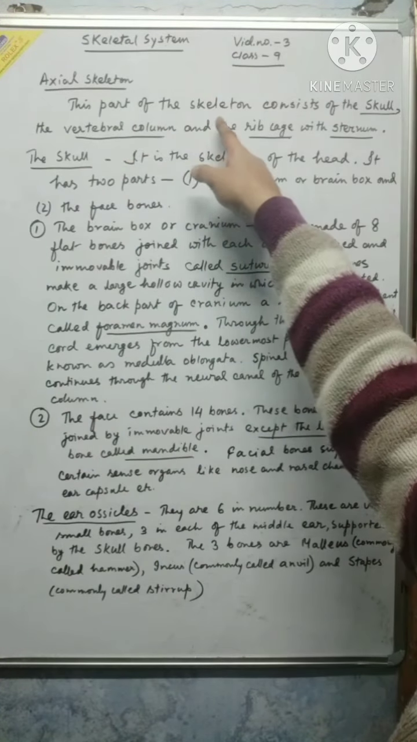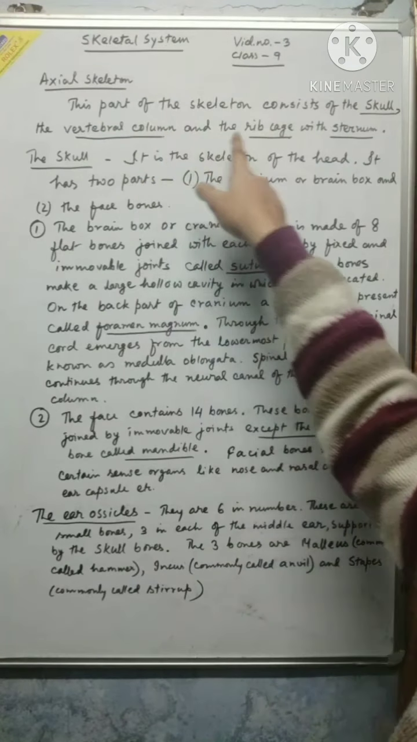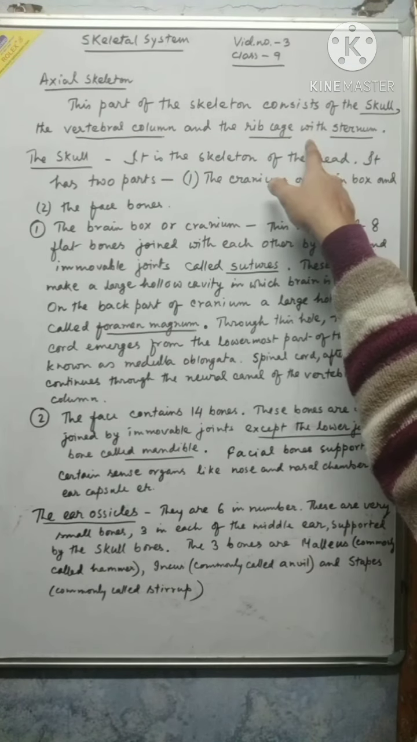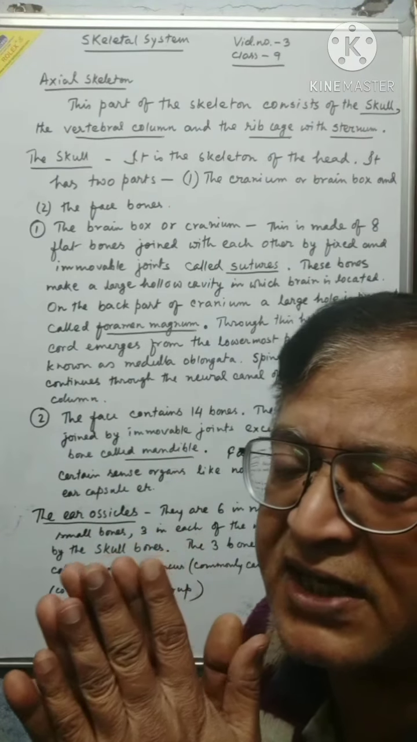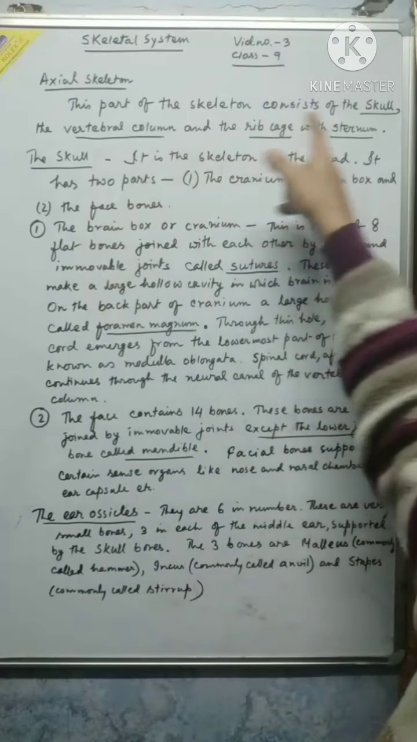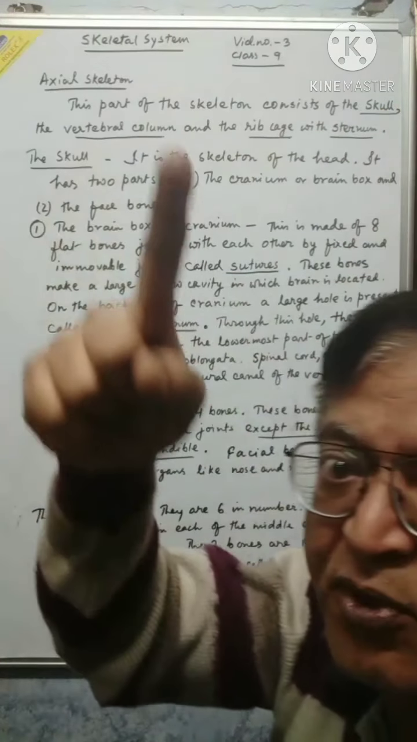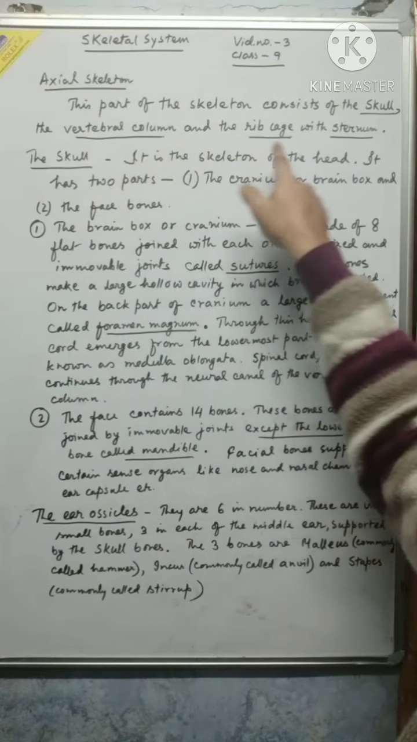The axial skeleton is a part of the skeleton that consists of the skull, the vertebral column and the rib cage along with the sternum. The rib cage is always associated with the sternum. Without the sternum, the rib cage will not form. So these three parts form the axis of the body: the skull, vertebral column and rib cage with sternum.